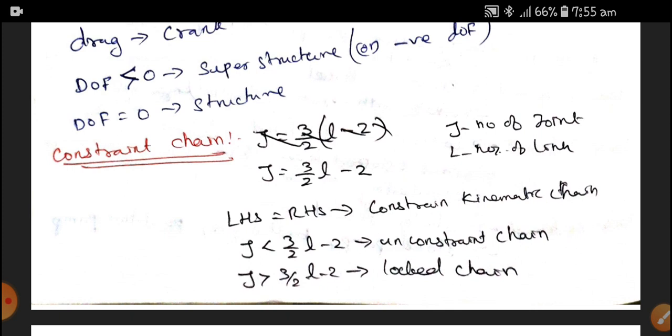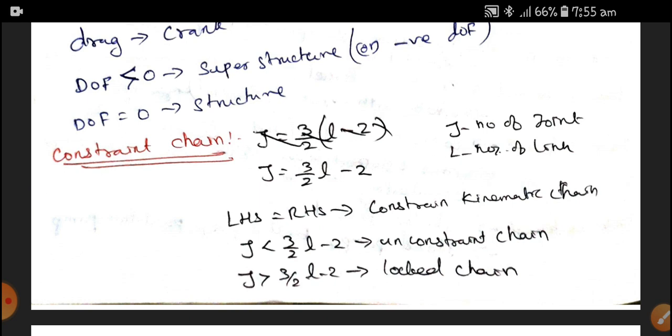The LHS is J, the number of joints, whereas the RHS is coupled with the constant and L, that is, the number of links. If LHS is equal to RHS, it is called a constrained kinematic chain. If LHS is less than RHS, it is an unconstrained chain. If LHS is greater than RHS, it is called a locked chain.